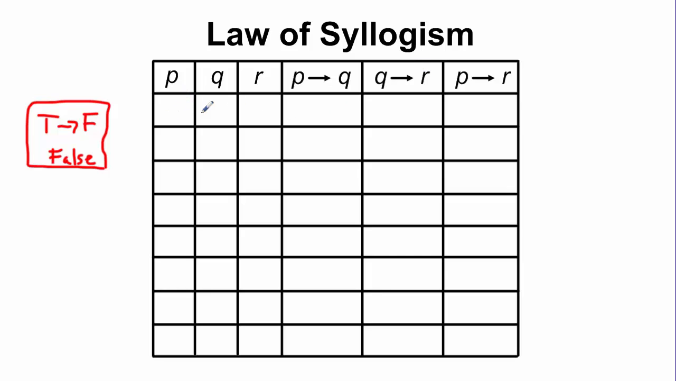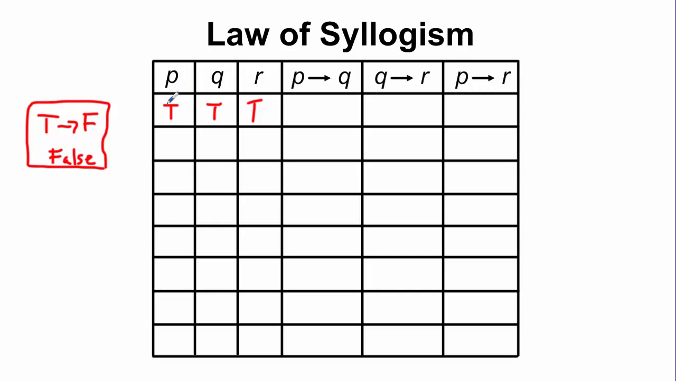I'm going to fill out P, Q, and R as either true or false, thinking of all the possibilities. In our table, we're going to use P, Q, and R to form conditional statements. We'll have a conditional where P is the hypothesis and Q is the conclusion, another where Q is the hypothesis and R is the conclusion, and a third where P is the hypothesis and R is the conclusion.